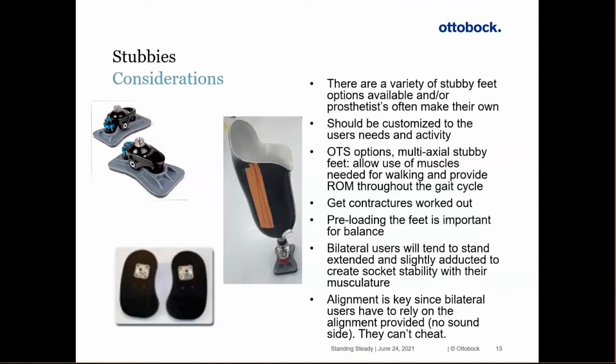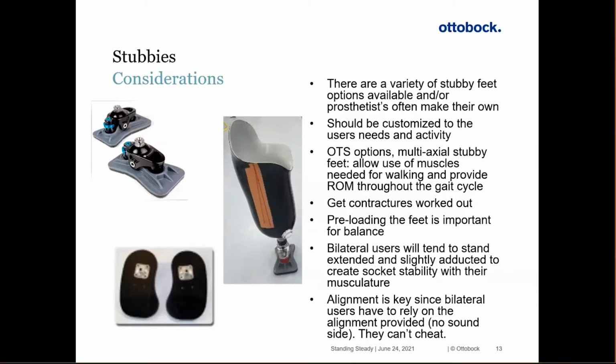Stubbies in general can also help get contractures worked out so that they can start to be a little bit more upright and stretch their hips. Preloading the feet is really important for balance. As we talk about foot selection, having that stable foot and that stable base is important. So this can help them stand a little bit more upright. Bilateral users tend to stand extended and slightly adducted to create that socket stability with their musculature. And so sometimes you'll see people walking around where it seems like they're almost a little bit extended if they've worked out their contractures, and that can be beneficial to get them a little bit more upright.